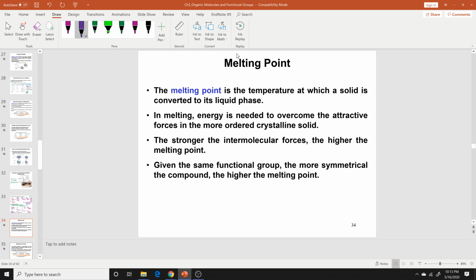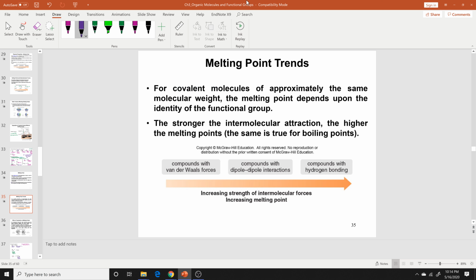And normally within the same functional group, this is what sets melting point apart from boiling point. If you have the same functional group, you are looking for a more symmetrical compound to have a higher melting point. With the boiling point, I was looking for the larger surface area. But with the melting point, I don't want the larger surface area. I want a symmetrical compound so that I can get even heating. So the melting point will be higher in that case.